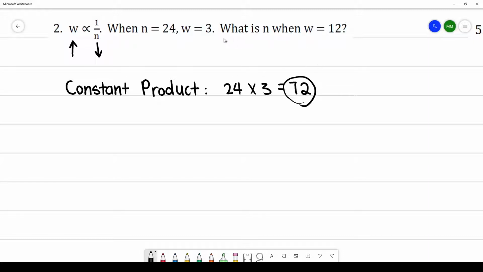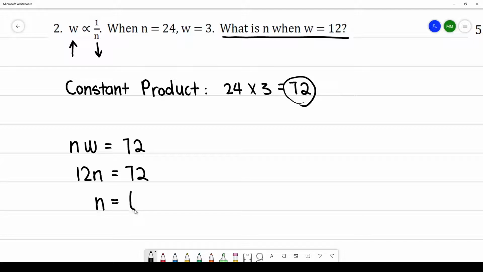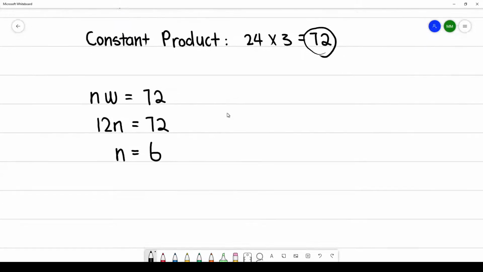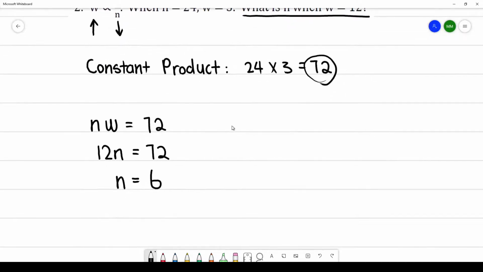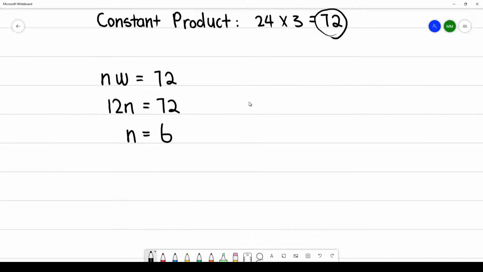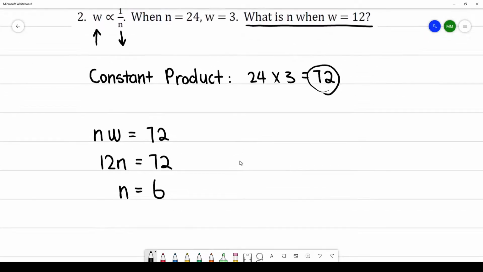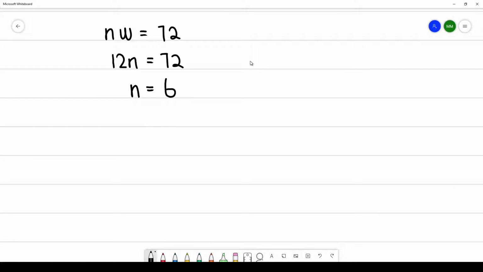So now we just have to substitute this in. So n times w is equal to 72. So when w is 12, essentially that means 12 times n is equal to 72. And that just means that n is equal to 6. And I know that Emma went to look at the Khan Academy video. I don't know if anyone else did, but they have another way of doing it, and it works as well. So it depends on which way you want.